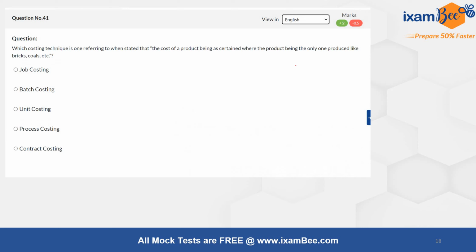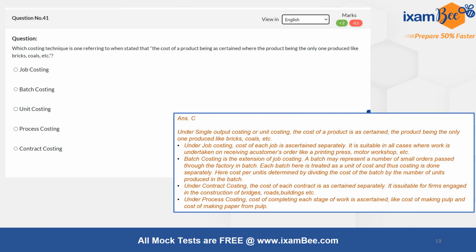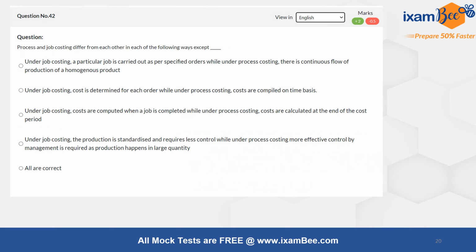Next question: which costing technique is one referring to when it is stated that the cost of a product is being ascertained, the product being the only one produced, like bricks, coal, etc.? So which kind of costing are we referring to? The correct answer here is C, unit costing, right? So we are actually calculating the cost per unit of homogeneous products being produced. That is what is known as your unit costing.